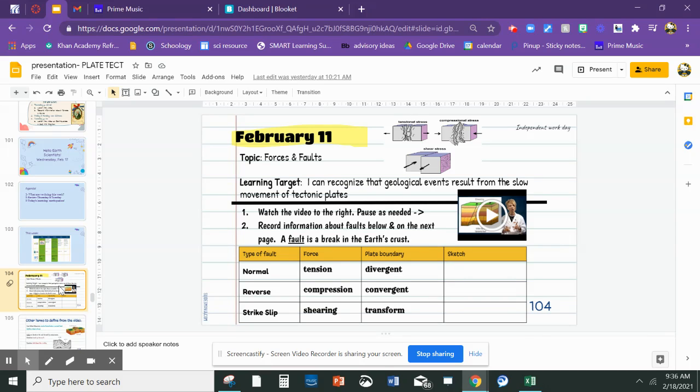Thursday of last week, you looked at forces and faults. You should have watched this video and completed the chart. Now you know that a normal fault is caused by tension. It's also the site of a divergent plate boundary. You should have included a sketch. A reverse fault is caused by compression. It is a convergent plate boundary, and again, you should have included a sketch. And a strike slip fault involves shearing as the force, and it's a transform boundary.